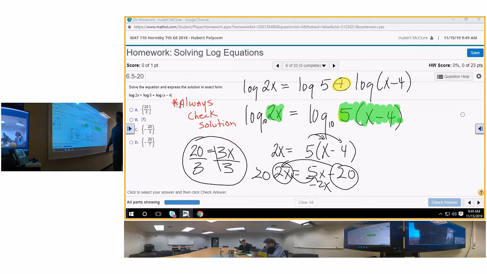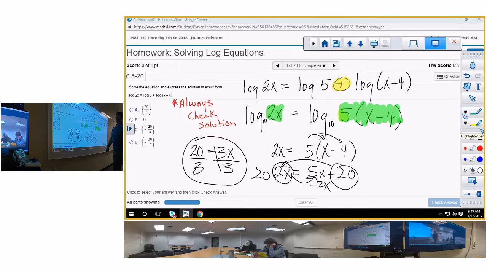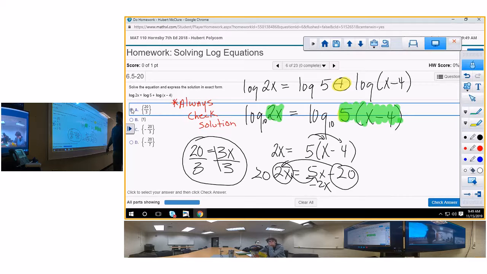Question. So what's the answer? A? Now, when will you need to check? I'm telling y'all this for a reason. When will y'all need to check? Well, when do you usually get a positive or a negative?